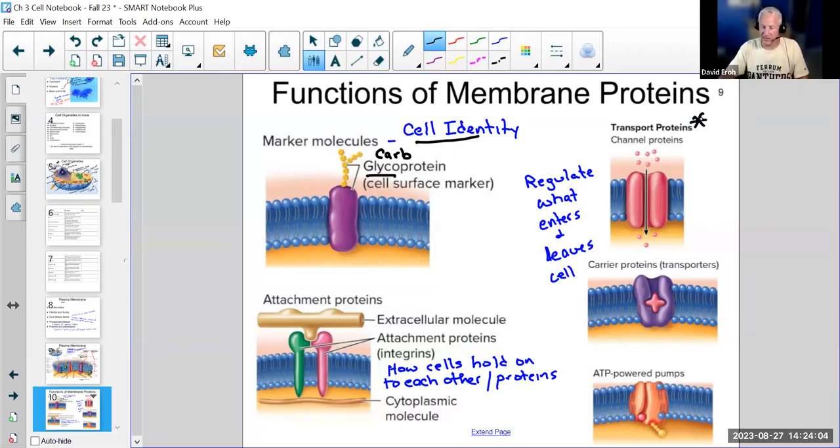So you've got different kinds of transport proteins. I'm not going to go into them here because we're going to go into each one separately in a minute. But they all in some way regulate what is allowed into a cell or out of a cell.